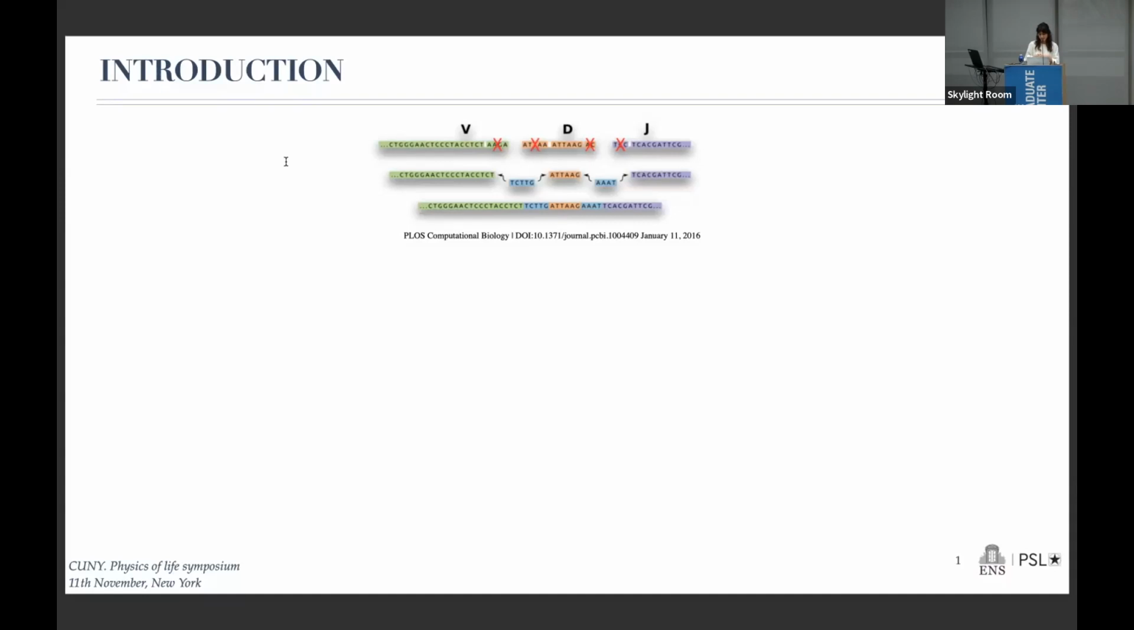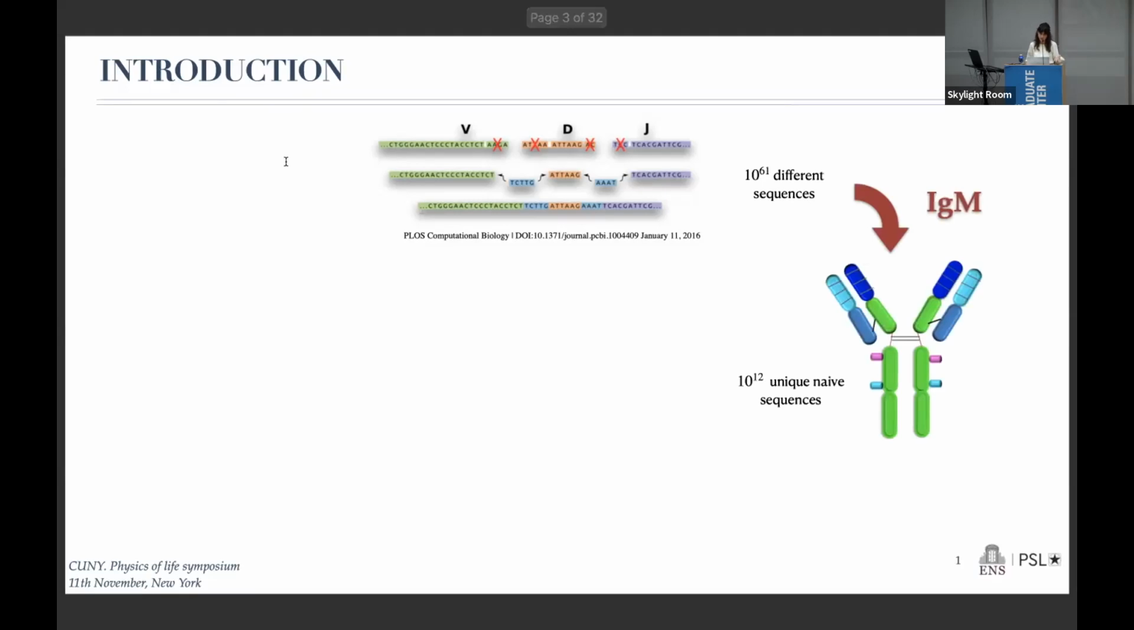The main source of this diversity is the generation process of this protein itself. This process is called VDJ recombination, and it's a stochastic process that accounts for random rearrangement of genes, plus nucleotide insertions and deletions, and that has the potential to create up to 10 to the 61 different proteins. I'm going to focus on one type of immune cells that are called B cells.